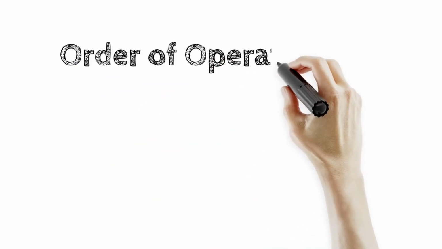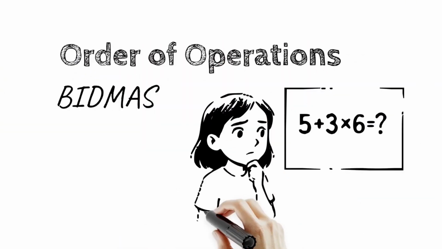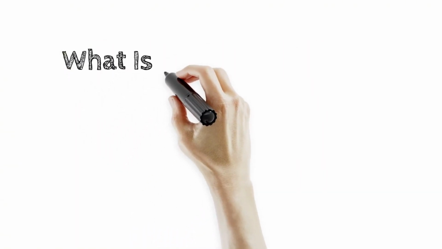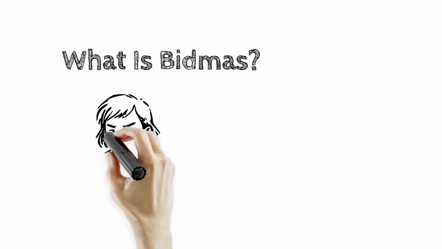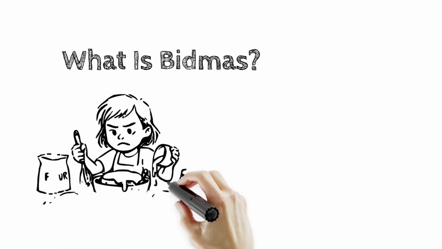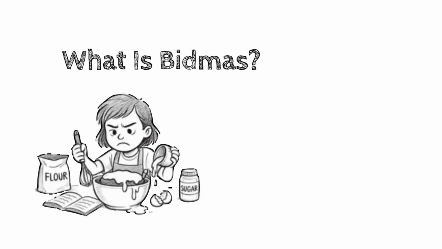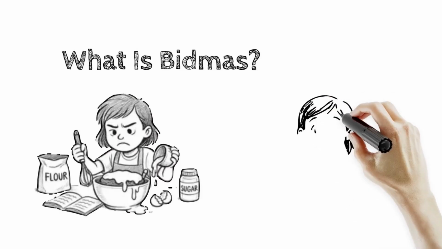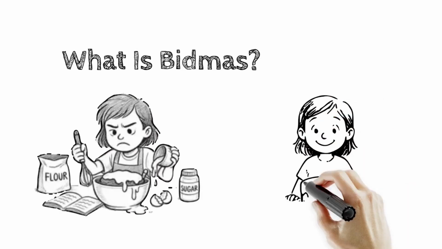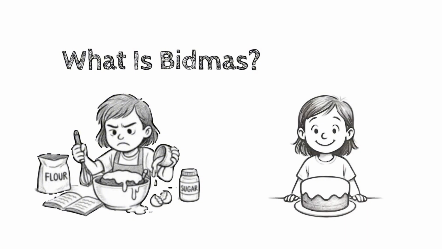Let's learn the correct order to solve a maths problem. It's called BIDMAS. BIDMAS is about doing things in the correct order, like following a recipe when baking a cake. You wouldn't ice the cake before baking it, or crack the eggs on top after it's cooked. You have to follow the steps in the right order to get it right. So the cake turns out perfectly when it comes out of the oven.